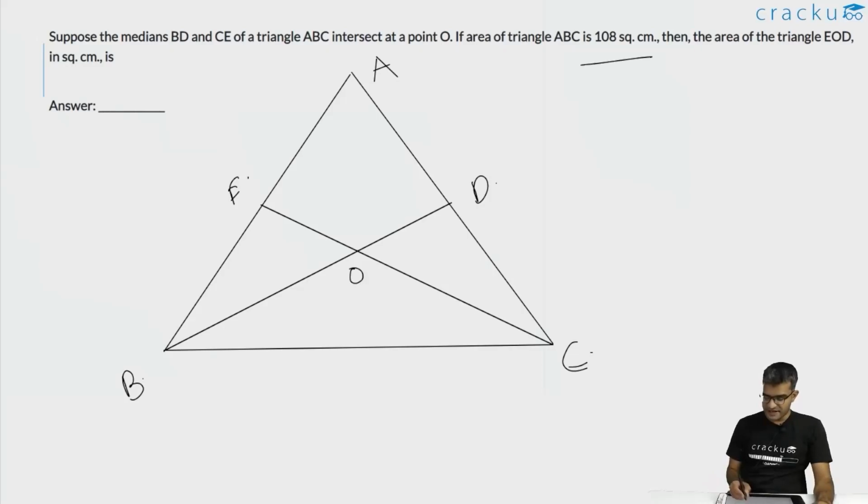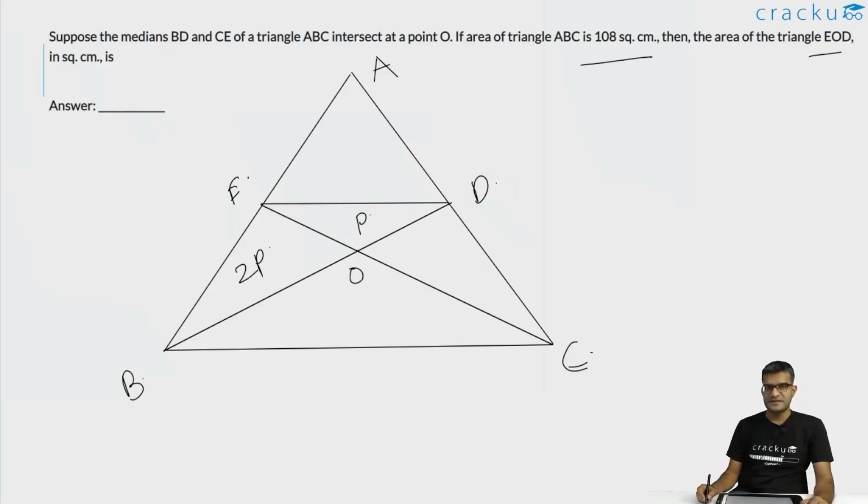The area of the triangle ABC is given to be 108 square centimeters. We are required to calculate the area of triangle EOD. So let us join E and D. Let us assume that the area of triangle EOD is equal to P. What can we say about the area of triangle EOB? This area will be 2P.